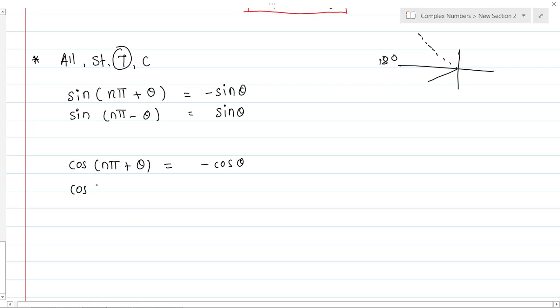Cos of n pi minus theta. Is cos positive or negative in the second quadrant? It's negative. So what will I write? I will write minus cos theta. Are you getting it? This is the only thing you require. Cos of n pi plus theta is minus cos theta, cos of n pi minus theta is also minus cos theta. Okay? Yes or no?